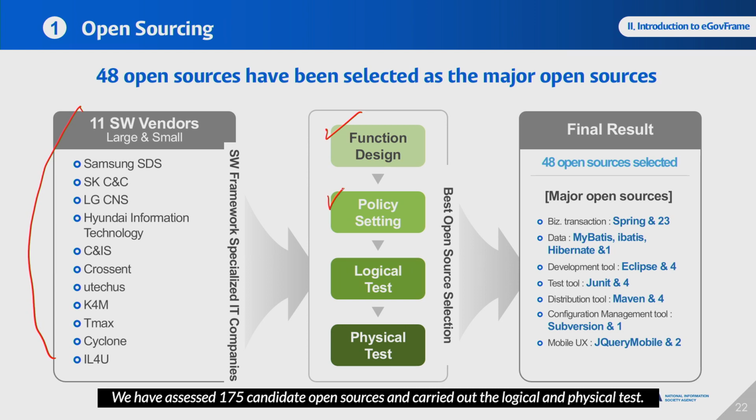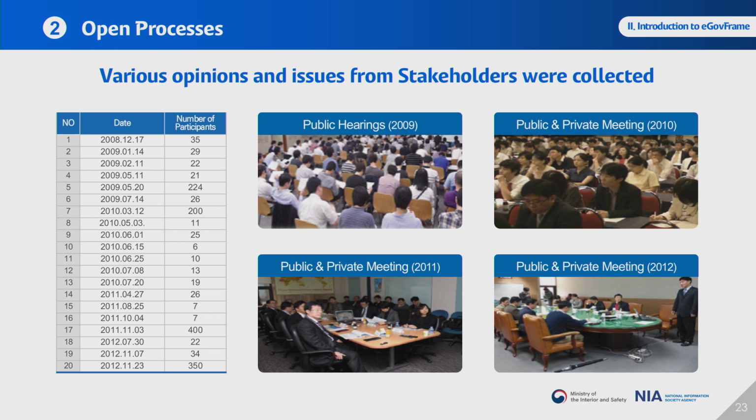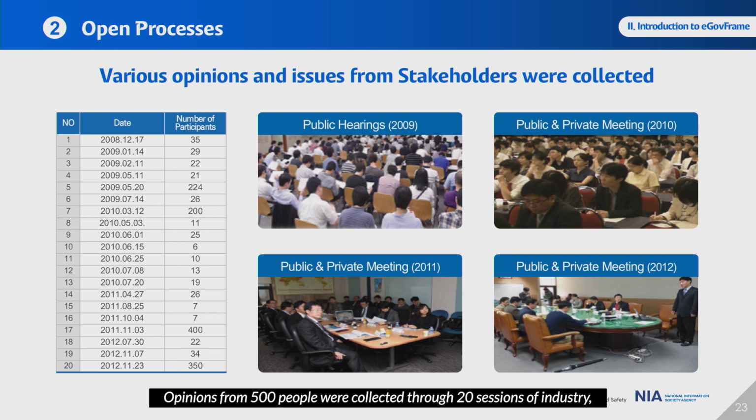We assessed 175 candidate open sources and carried out the logical and physical test. Finally, 48 open sources have been selected as the major open sources. The second step is open process. Opinions from 500 people were collected through 70 sessions of industry. A wide range of opinions and various issues were taken into account.